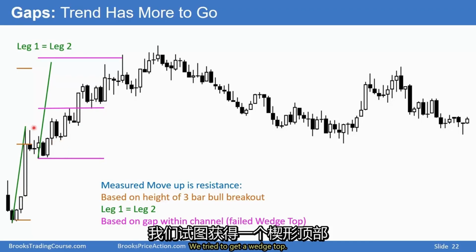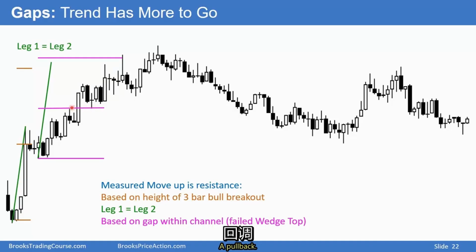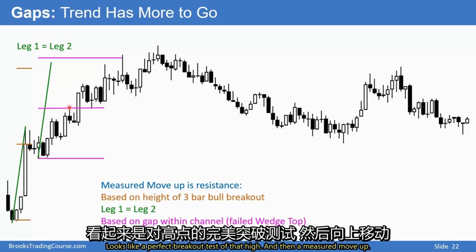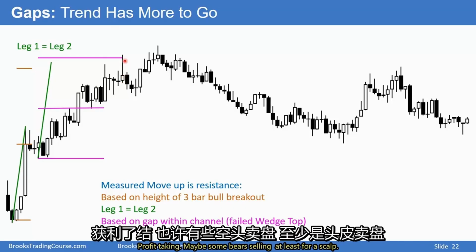We tried to get a wedge top, 1, 2, 3, got a bull breakout above the wedge top, a pullback, looks like a perfect breakout test of that high, and then a measured move up. We got to that measured move target, look what happened. Profit taking, maybe some bears selling, at least for a scalp.